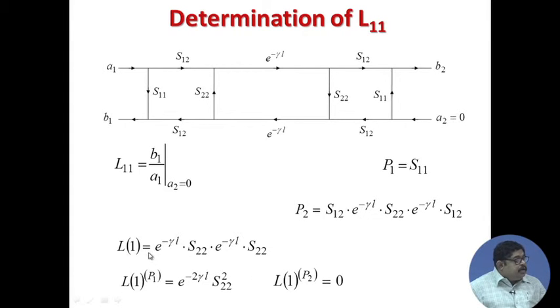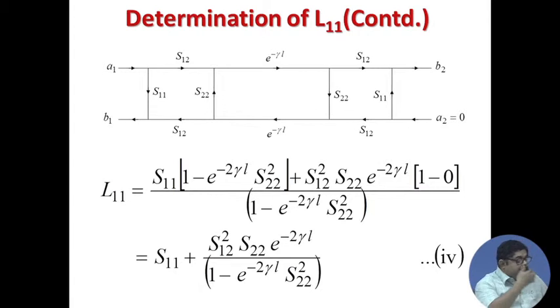Okay. Now, L1, is it touching with P1? This loop is not touching with P1. So, L1 P1 value will be this loop value, that is e to the power minus 2 gamma L into S22 square. Now, this one, L1 P2, but L1 P2 is this and this is the loop. So, they are touching. So, L1 P2 is also 0. Now, we can put the values, it will be something like this. That gives us the fourth equation.